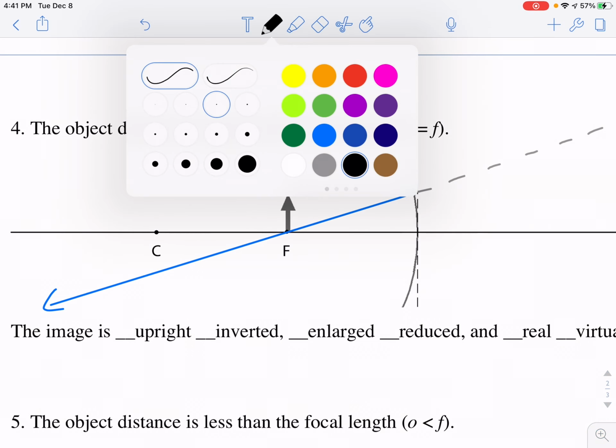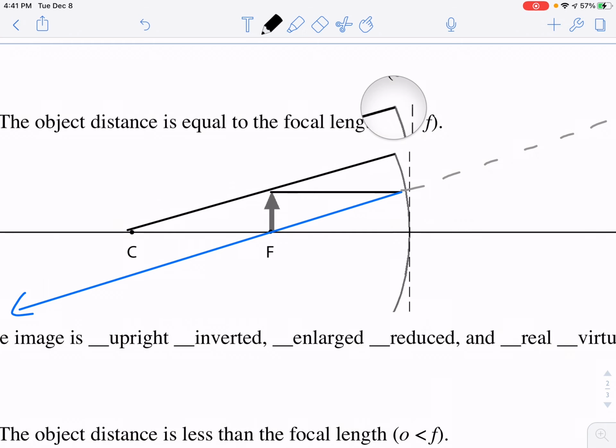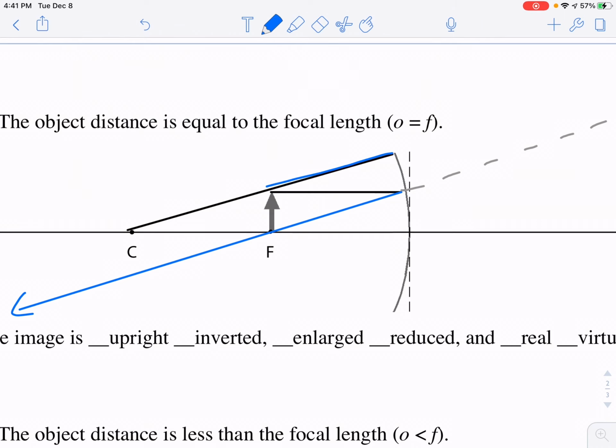The third ray is the ray that goes through the center of curvature, but it's going to line up back through the center of curvature. So I'm going to line it up back with the center of curvature like this, and it's going to hit the mirror somewhere up there, and it's going to reflect back down through the center of curvature like this.